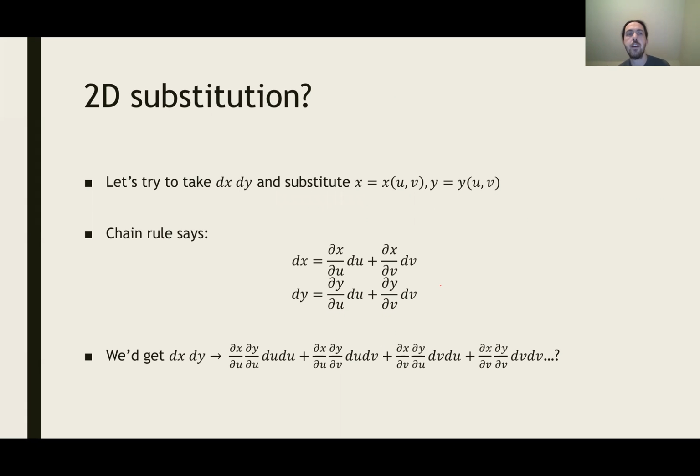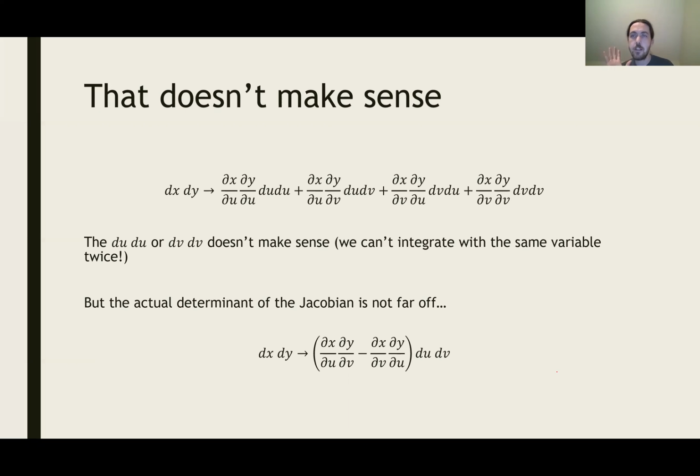If we tried it, let's try taking dx dy and substituting in x is some function of new variables u and v, and y is some other function of new variables u and v. And then we could calculate what's dx and what's dy. The chain rule says that those are the derivatives of x with respect to u times du plus the derivative of x with respect to v times dv, and similarly for dy. If we followed that formula like this, we'd get that dx dy goes to this big formula here, just expanding everything out. And this is nonsense.